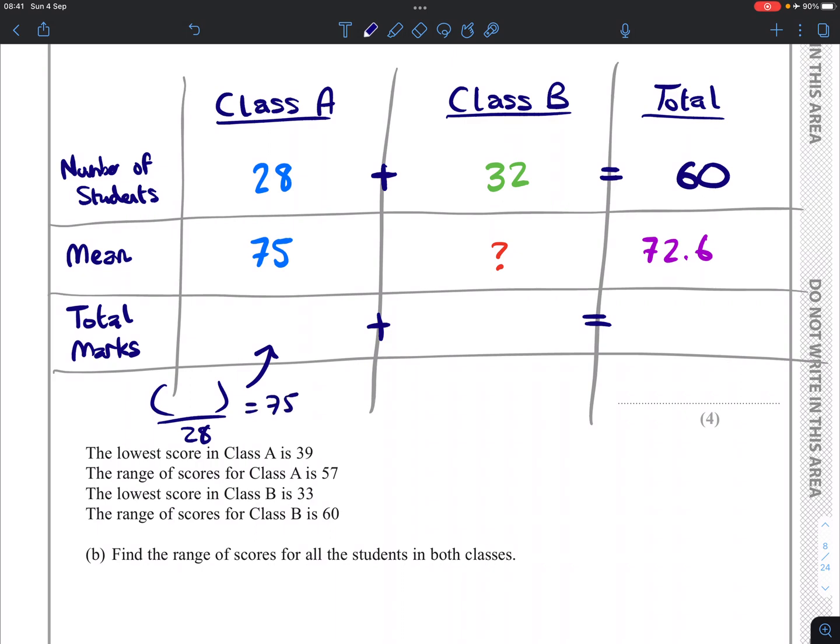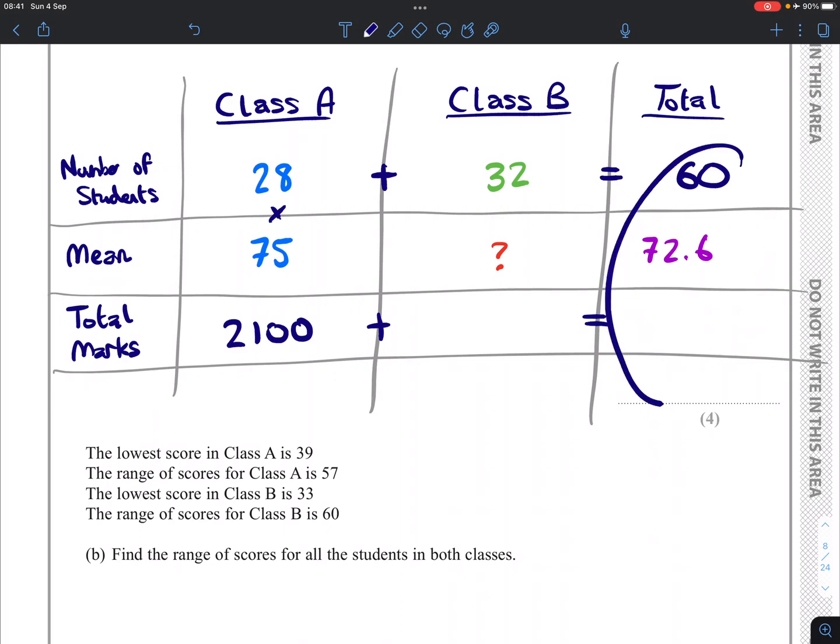Well, here we've got to go backwards because we don't know what that is. So we've got to take that 75 and multiply it by 28 in order to get the grand total amount of marks in Class A, which gives us 2,100. We do exactly the same with the overall, with the total.